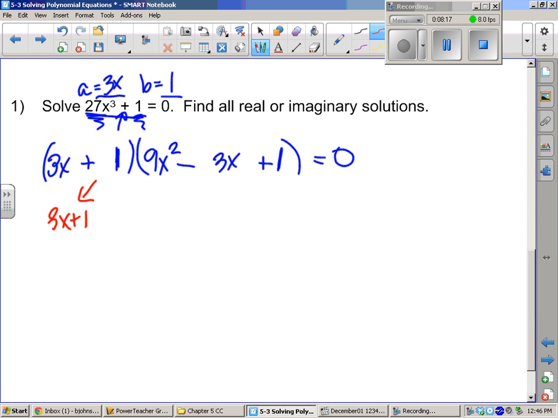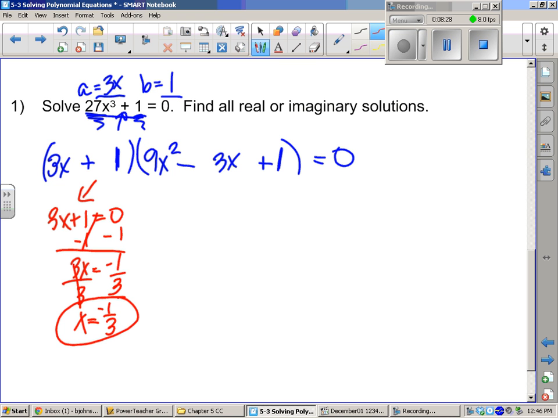3x plus 1 equals 0. To solve this, we would subtract 1 and then divide by 3. So one of our solutions is negative 1/3. That was the easy one.